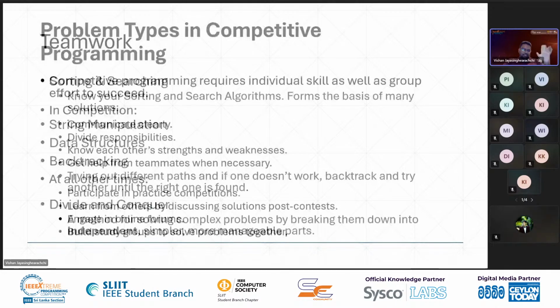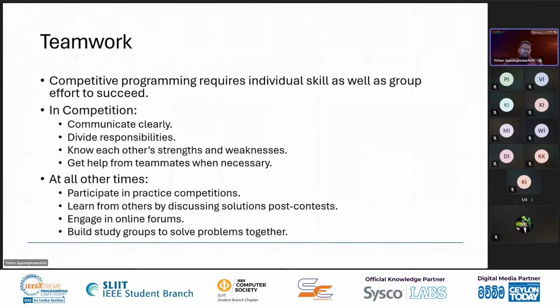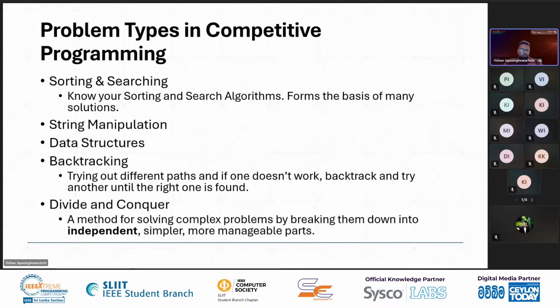I think those are some fundamental skills that you need to have when it comes to competitive programming. Now we will see some types of problems that you will encounter in competitive programming. I don't think this list is exhaustive, but these are the most common types, right?